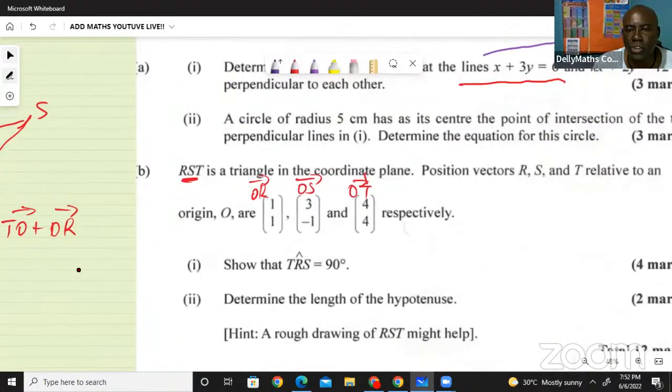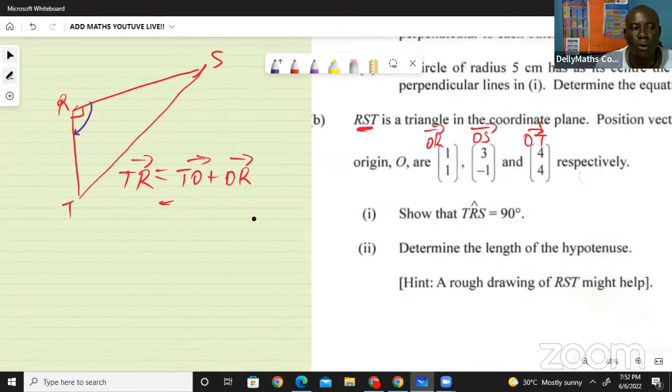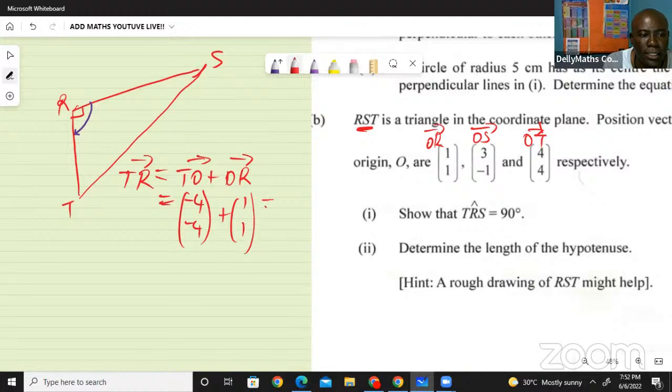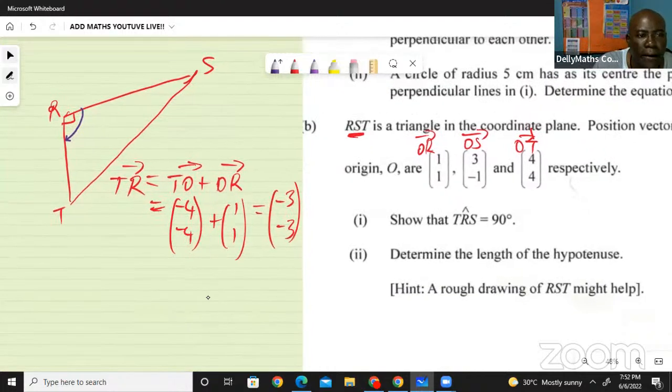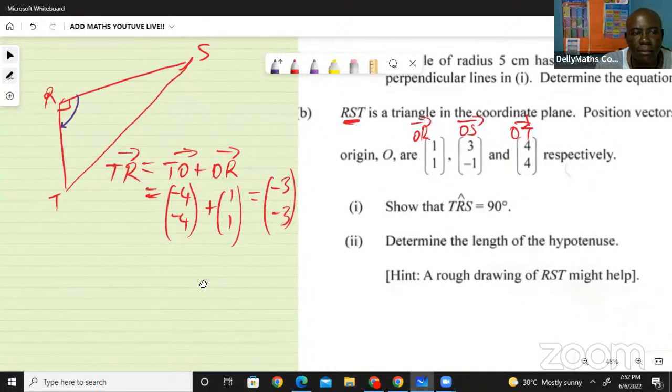So let us look at it, making sure that everything is okay. So we have 4, 4, so we're going -4, -4, because we're going in the opposite direction. And then OR is 1, 1. Let me just add 1, 1 to that. This is equal to -3, -3. So that's -3, -3 right there. So that is TR.